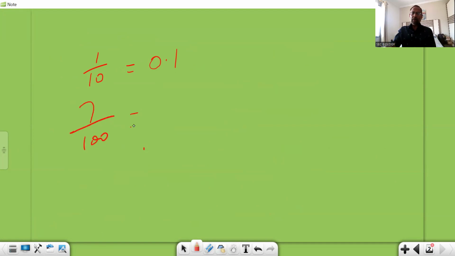7 by 100. 2 zeros are there, so you have to put 2 decimal places. The decimal point is here and you move it here. That means we need 2 decimal places. Put the 0 here. 2 decimal places are there because of the 100, so it is 0.07.